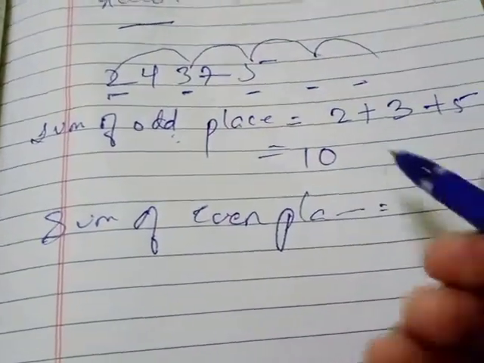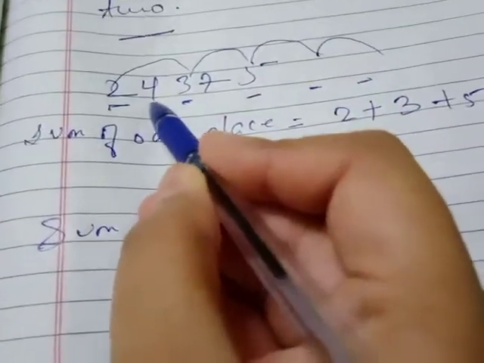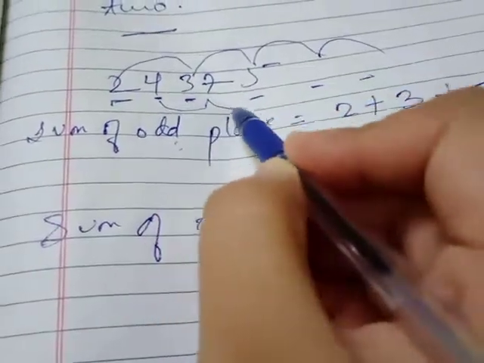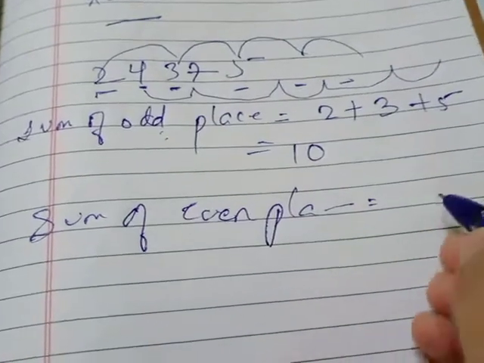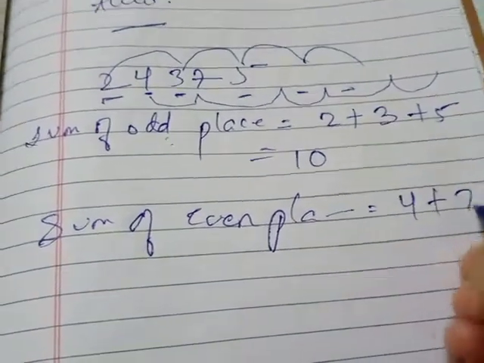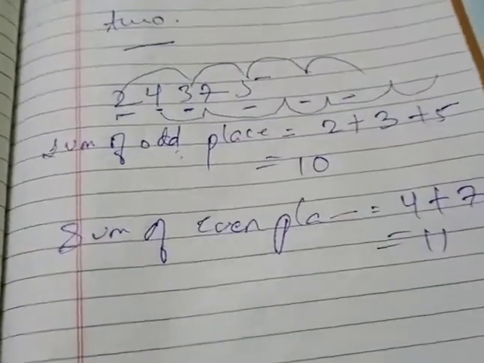Then we take the sum of even places. What are even places here? Second, fourth, sixth, eighth, 10th, 12th, all these are even places. That is 4 plus 7, that is 11. Are you getting my point?